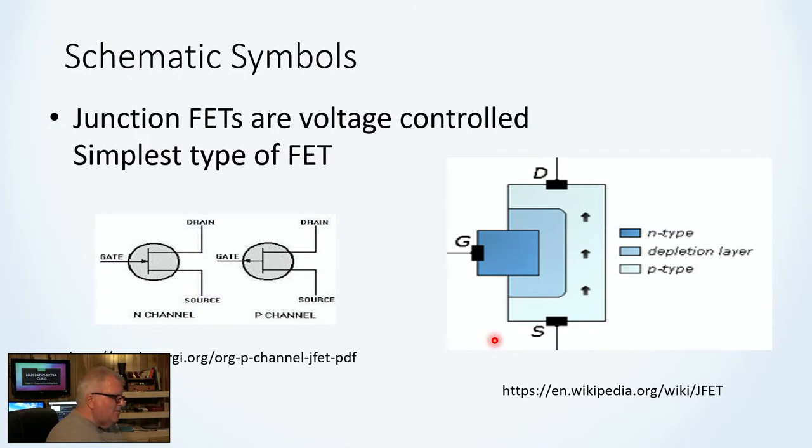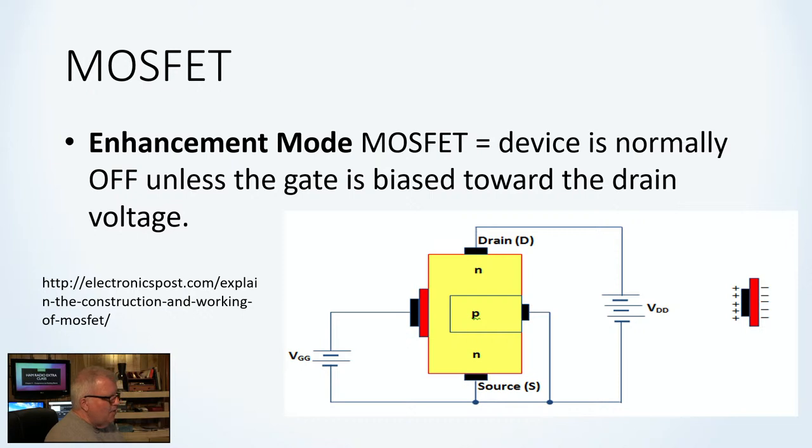I didn't want to confuse you, but there are two different kinds of field effect transistors. In an enhancement mode FET, the device is normally off. There's no current flow between the drain and the source unless you bias the gate toward the drain voltage. So if the drain here is at some positive voltage, the minute you start applying positive voltage to the gate of this enhancement mode FET, then current will start to flow. Otherwise, if you don't have any bias, there's no current flow. That's enhancement mode. And MOS in this case is metal oxide silicon, which is a special family of FET.